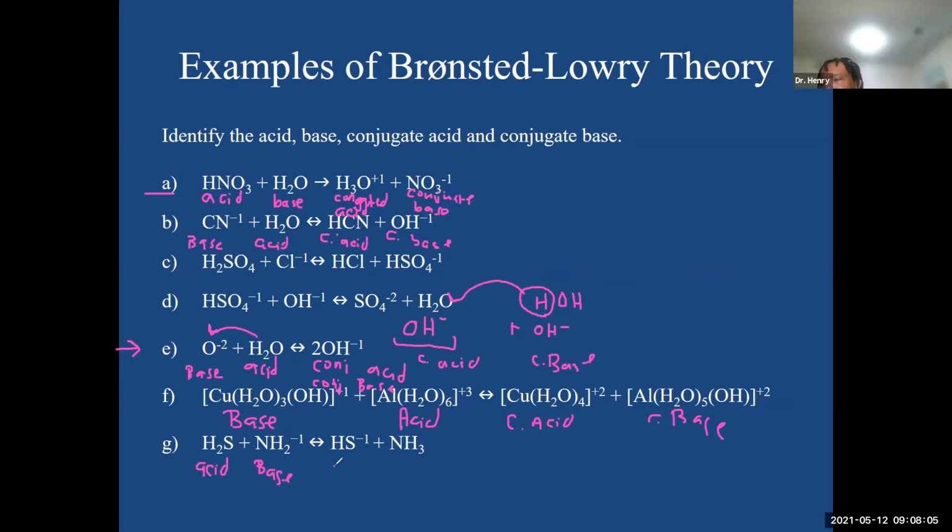So this guy is the conjugate acid. Yes. Are you sure? No, it's the base. Okay. And then the NH3 is the acid.